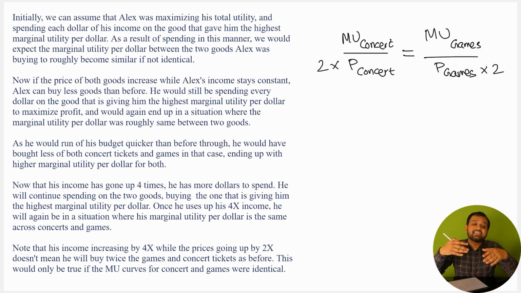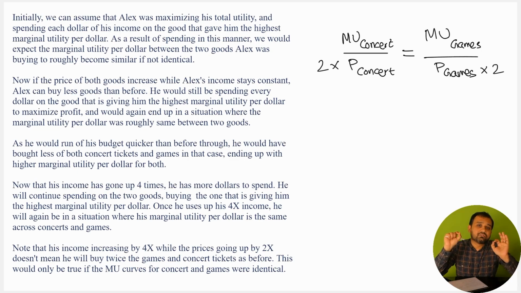Okay, now that Alex's income has gone up by 4 times, let's say he had $100 before and he was spending on those 2 goods. Now he has $300 more to spend. In that case, he will start spending on the good that's giving him the highest marginal utility per dollar. He will keep doing that, but once again, even though he has $400 now, the end result is the same. The marginal utility per dollar from concert tickets and console games will again roughly become equal.